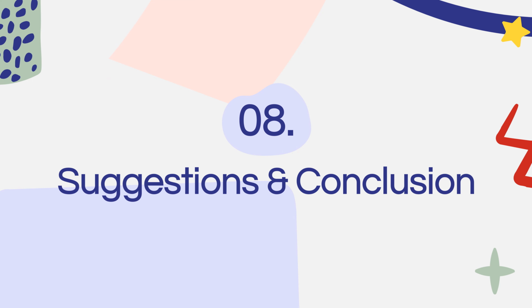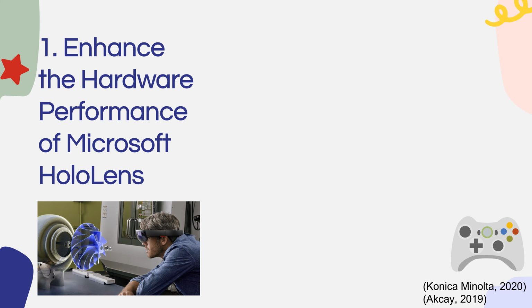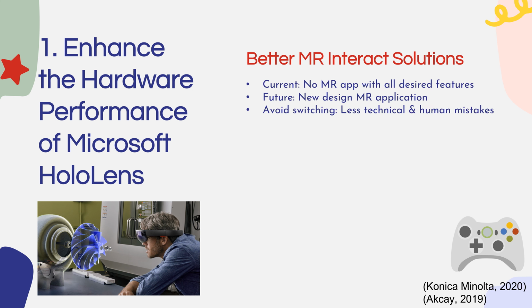Finally, we'll talk about suggestions and conclusion. Our first suggestion is to enhance the hardware performance of Microsoft HoloLens. For example, the better MR interface solutions like the new design MR application, which will avoid switching, and then it will reduce less technical and human mistakes from hand structure.